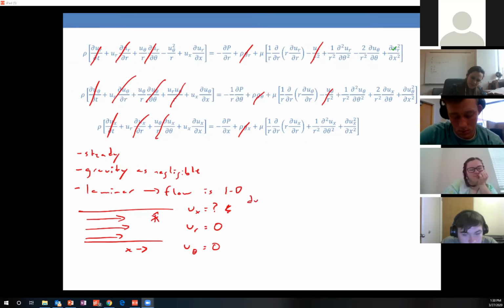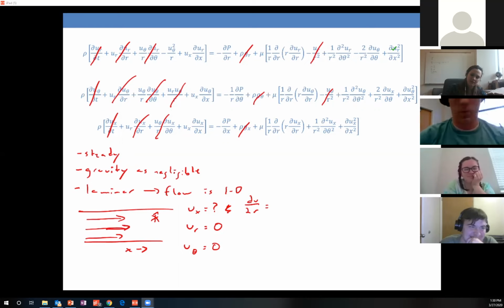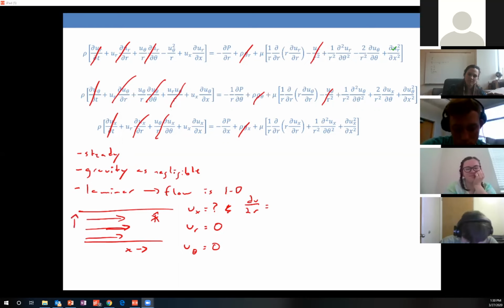du_x/dr is equal to, is that 0 or is it something? So what we're saying is, does this x velocity going this way change with radius r? Let's think about it this way. What is that velocity at the wall of the pipe? It's 0. U sub x here is equal to 0, and then in the middle of the pipe, it's something. So we know u is changing with r, and by the same token, we don't know what the second derivative is either.